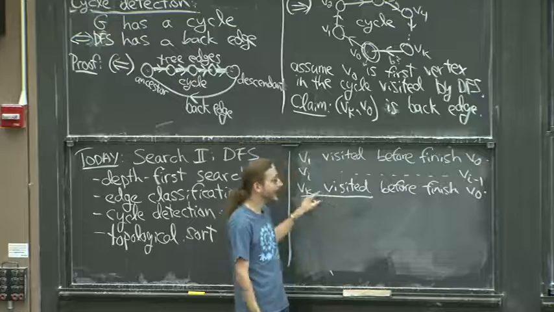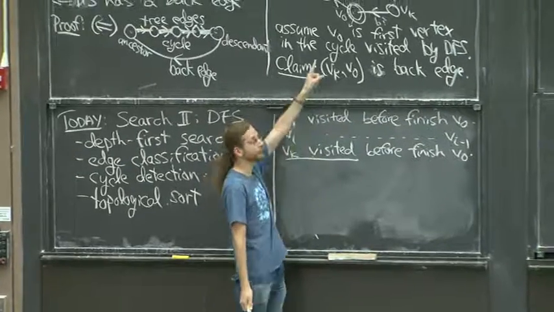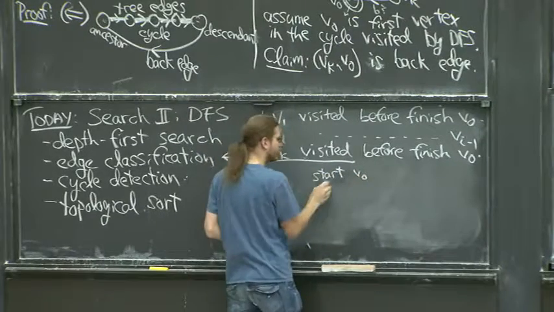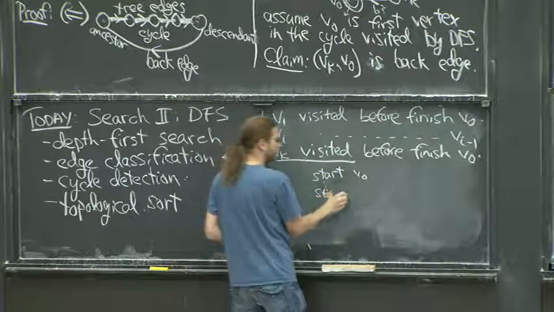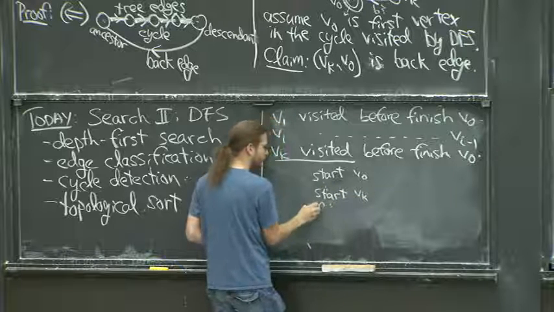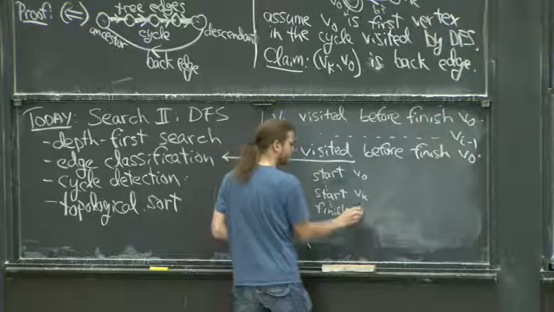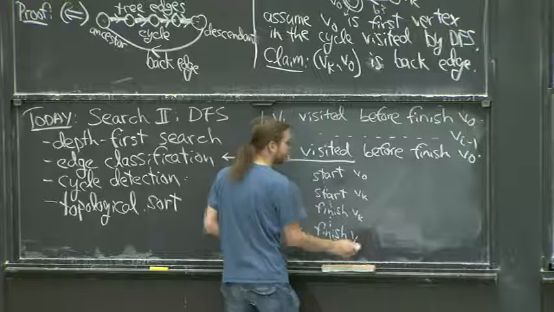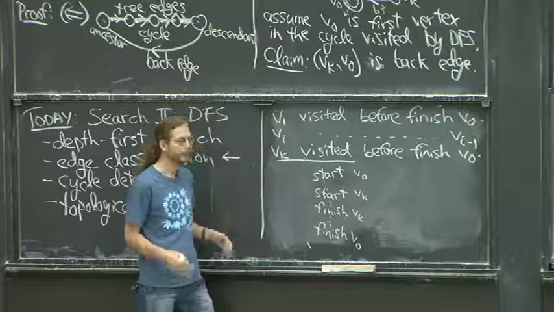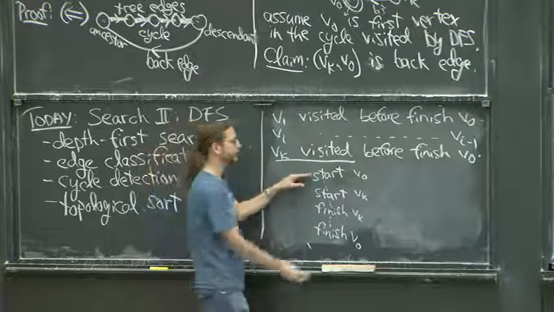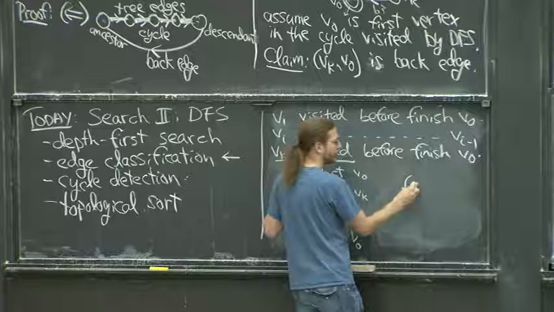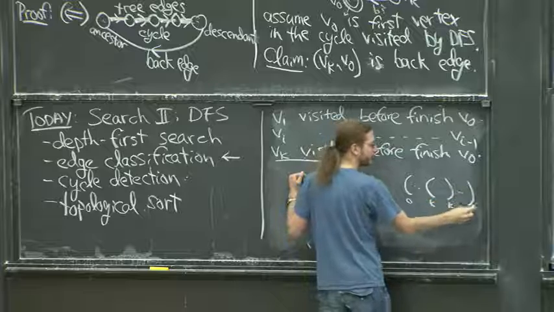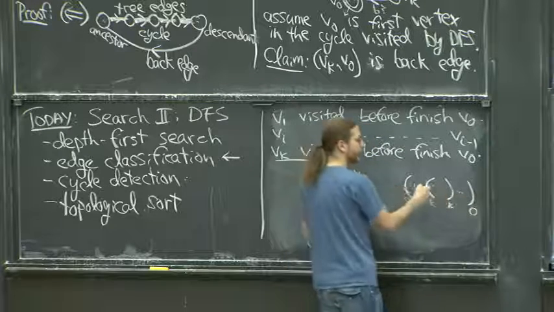We will start vk after we start v0, because v0 is first. So the order is going to look like: start v0. At some point, we will start vk. Then we'll finish vk. Then we'll finish v0. This is something the textbook likes to call, and I like to call, balanced parentheses. You can think of it as we start v0, then we start vk, then we finish vk, then we finish v0. And these match up, and they're balanced.